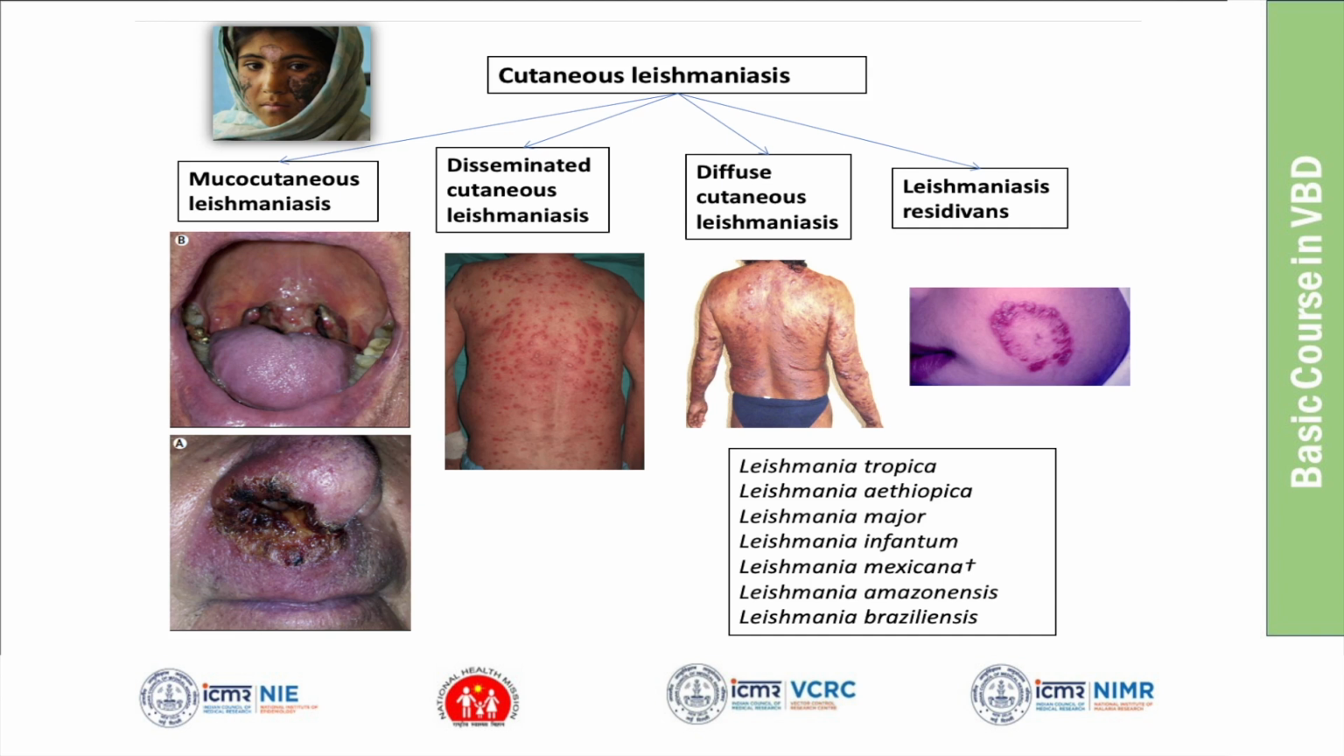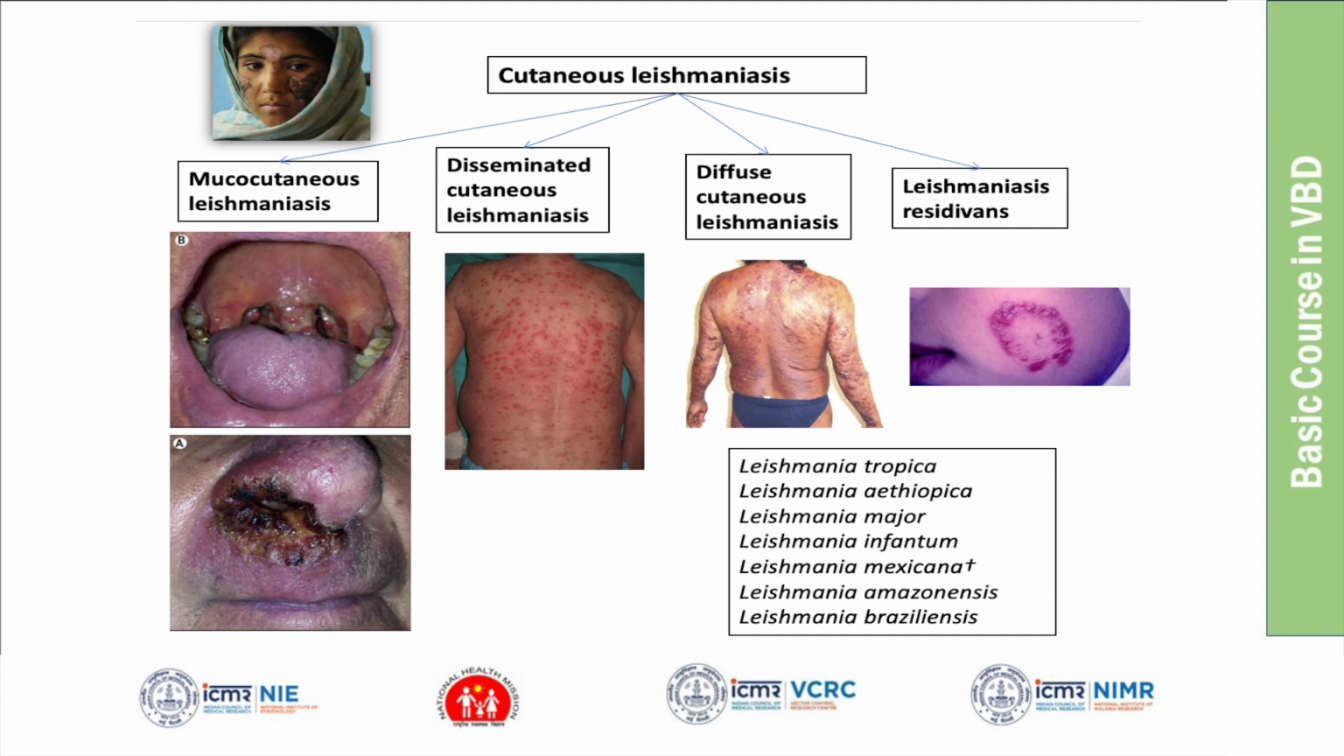This cutaneous leishmaniasis leads to several other forms according to the place where it is affected. For example, it may cause mucocutaneous leishmaniasis when the mucosal area of our body is affected, for example the oral cavity or nasal cavity. The second type, cutaneous leishmaniasis, may become another form called disseminated cutaneous leishmaniasis, the third form is diffuse cutaneous leishmaniasis, and the fourth form is leishmaniasis recidivans.